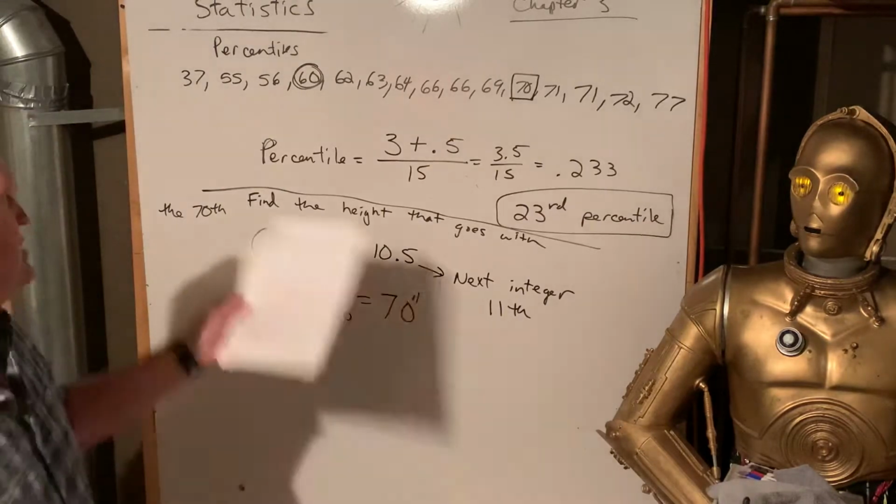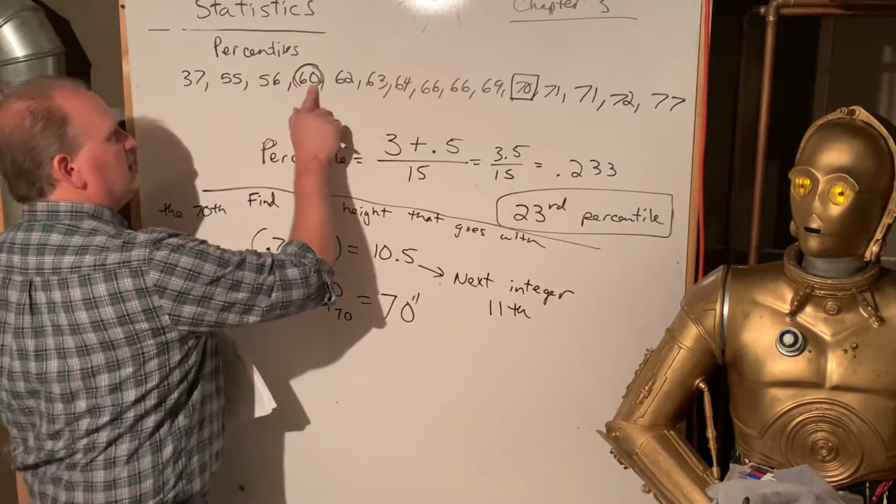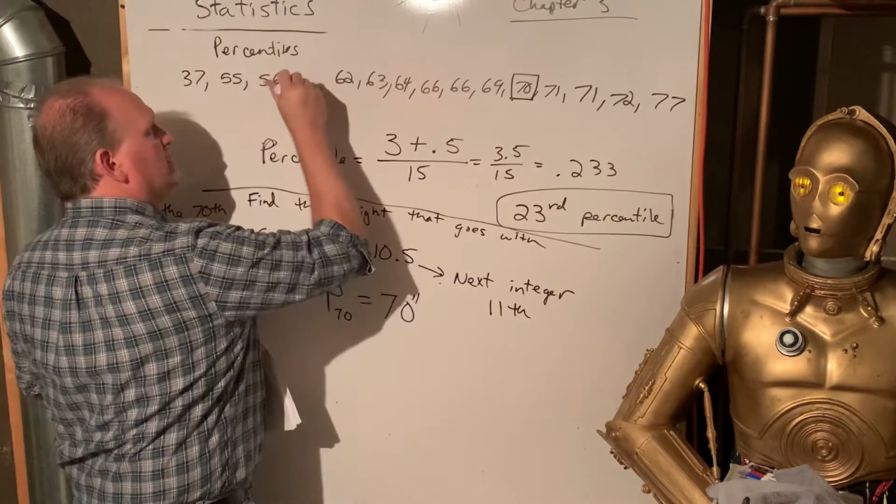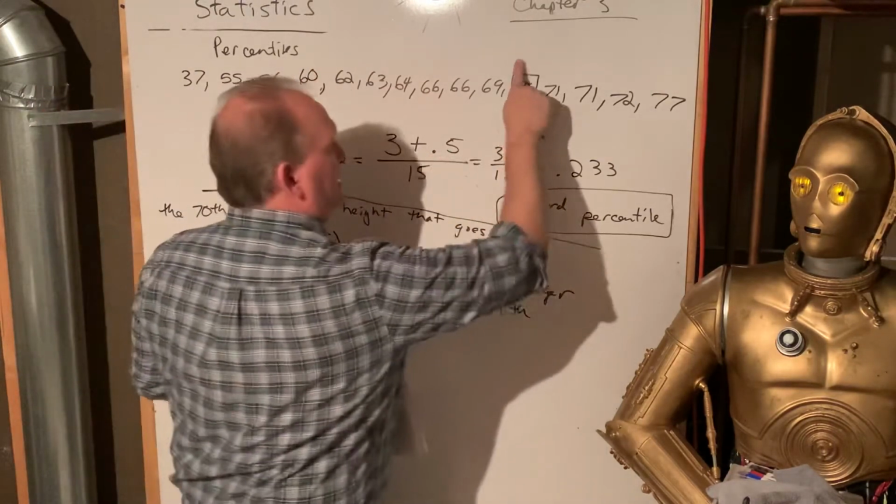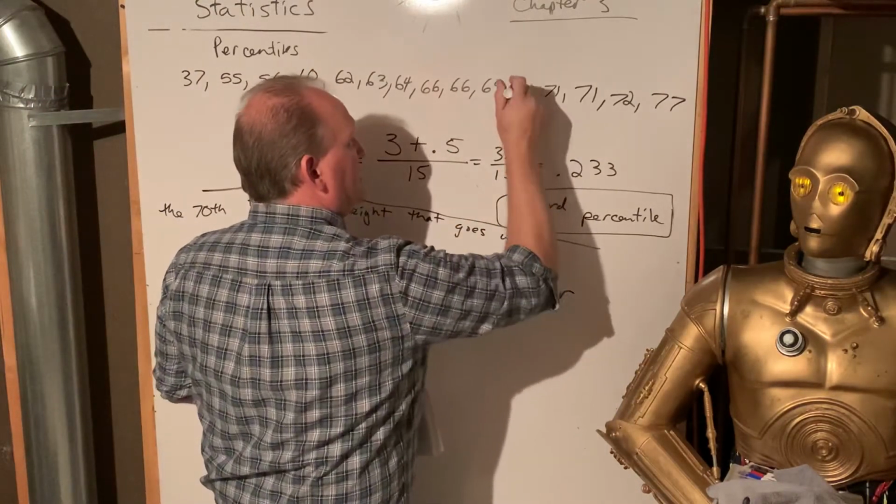All right, next we're going to talk about quartiles. Quartiles are pretty easy too. We're going to use the same chart here. I'll erase. We'll rewrite the 60 and we'll rewrite the 70.